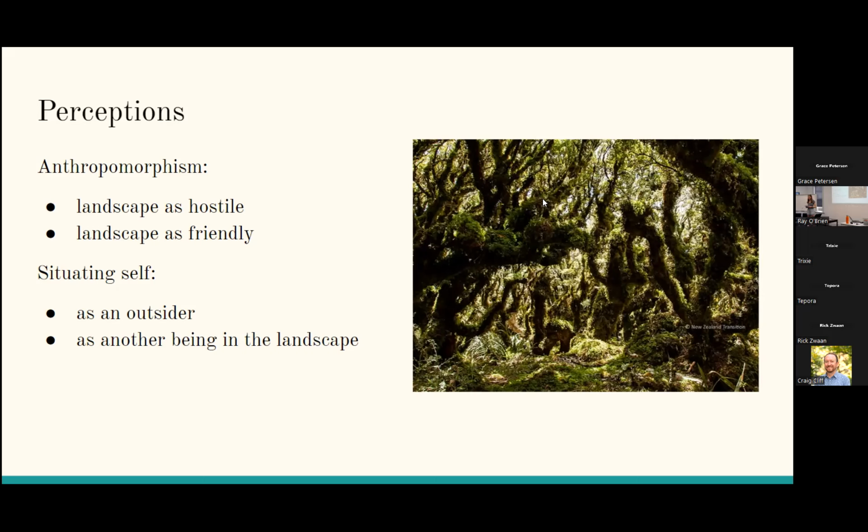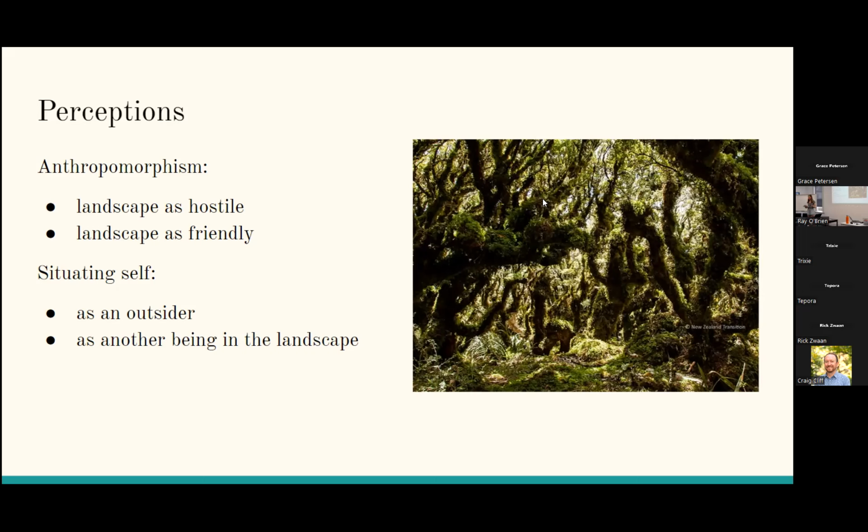They thought this landscape was a place that was welcoming them, sheltering them from the elements, the wind and the rain. So that kind of shows the way that different perceptions can really alter the way you see a landscape. What can also differ is how you situate yourself in the landscape. So you may see yourself as an outsider and that you're entering this place, but you're just passing through because it's not a place where you belong.